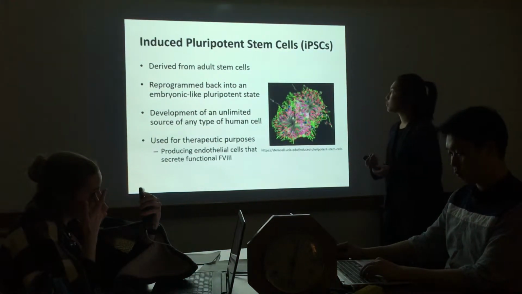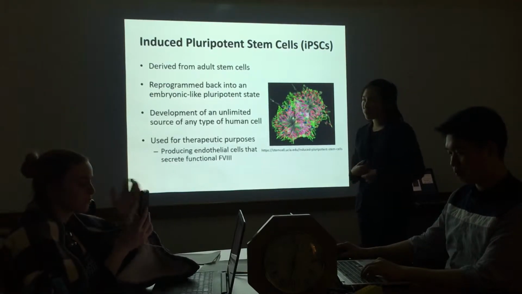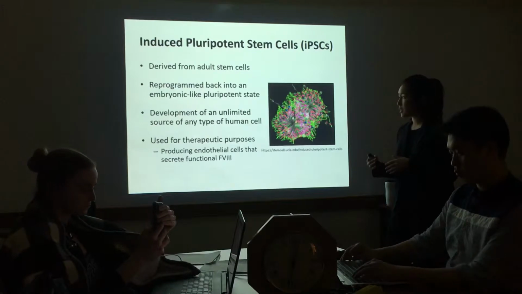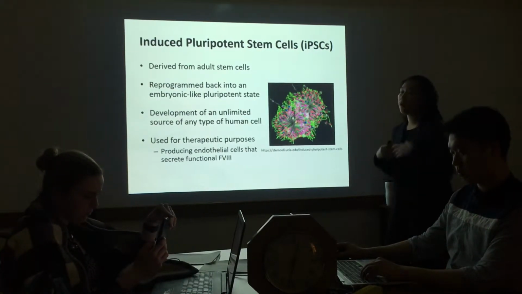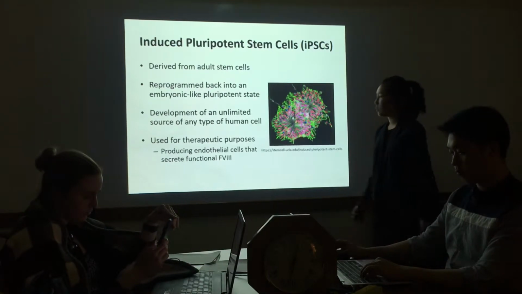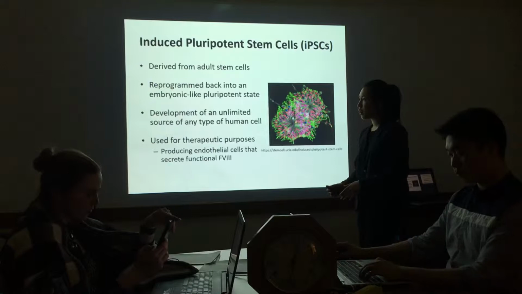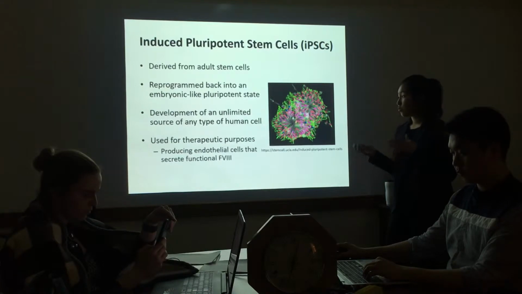Now, what are induced pluripotent stem cells? They are derived from adult cells that were reprogrammed back into an embryonic-like pluripotent state. And from there, you can develop an unlimited source of any type of human cells. This method is very frequently used for therapeutic purposes, where, like in this paper, you produce endothelial cells that secrete functional F8 to fix hemophilia A.